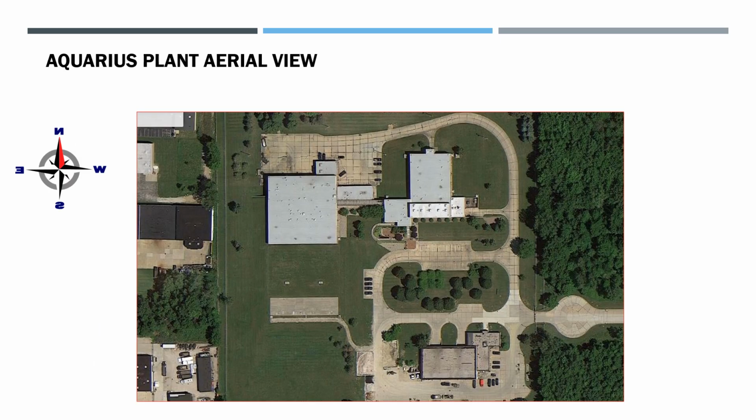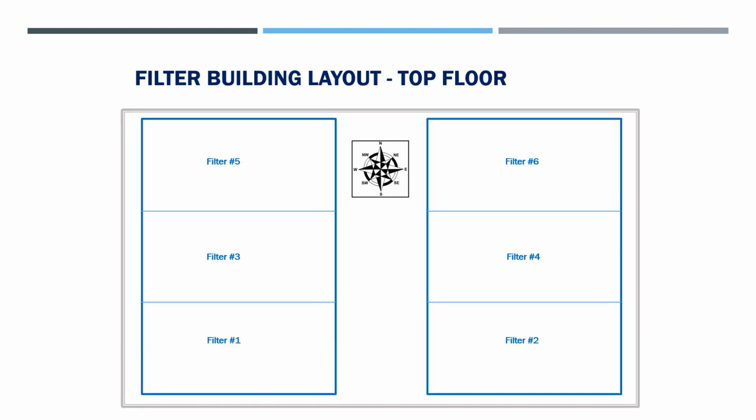This is an aerial view of the filtration plant, the Aquarius plant. You notice that the left-hand side, upper left-hand corner with a pre-treatment system going into sedimentation basin, filters over on the right-hand side. They also have their distribution garage on the property. Looking at the layout of the filtration building, we see at the top floor we have filters 1, 3, and 5 on the west side, and filters 2, 4, and 6 on the east side. North, of course, is going up to the top.